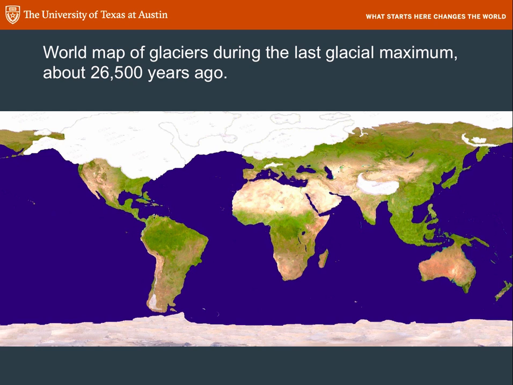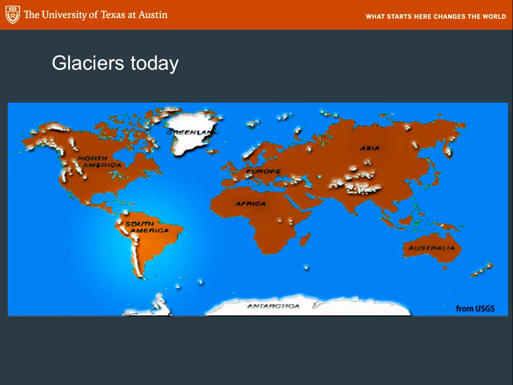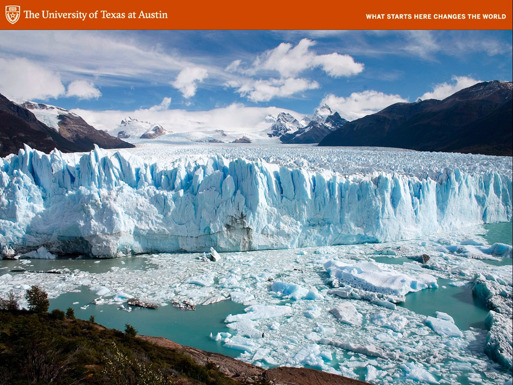This is a map of the glacial coverage during the last glacial maximum about 26,500 years ago. There were glaciers covering a lot of North America and Europe. And this is glaciers today. They're on every continent except Australia. We leave here with a picture of a glacier in Argentina and the toe end of it, where pieces are breaking off and falling into the water.